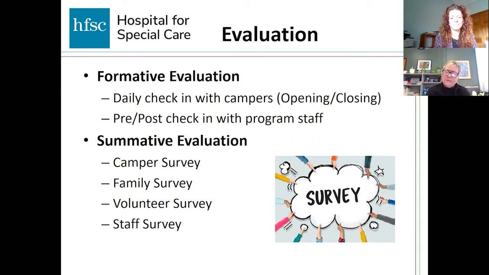When we talk about the summative evaluation, we are talking about the whole surveys. The camper survey is embedded in everything at the beginning when they get there, but there's also the survey at the end. The parents and family get a survey, volunteers all get surveyed, the staff all get surveyed. So we're gathering data. We couldn't get enough of it.